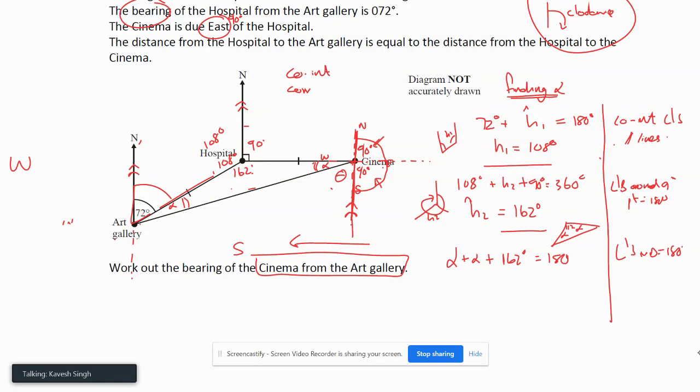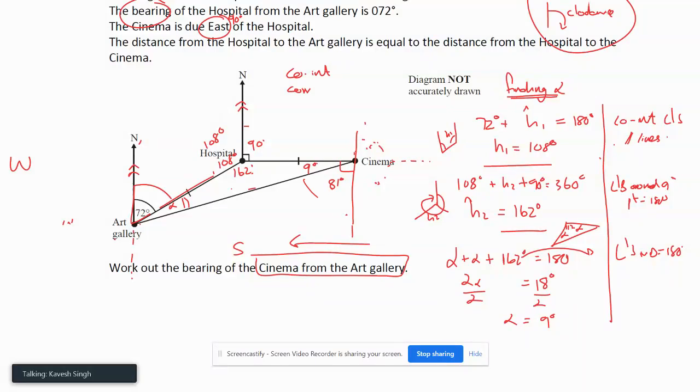Now that we have this, we can see that 2 alphas plus 162 will equal 180. And 180 minus 162, we have to minus it on the right hand side, will become 18 degrees. If I divide both sides by 2, I get alpha is equal to 9 degrees. So I know now that alpha is equal to 9 degrees. And if I look at this section over here, this is now 9 degrees, this is 90 degrees. So this has to be 90 minus 9, which is 81 degrees.